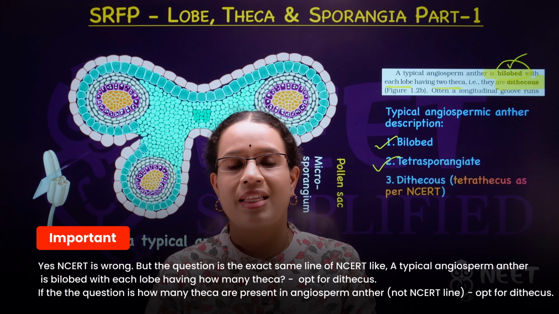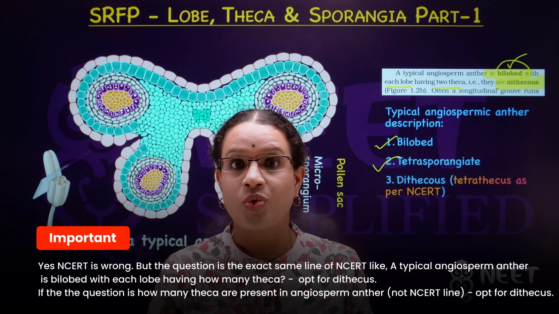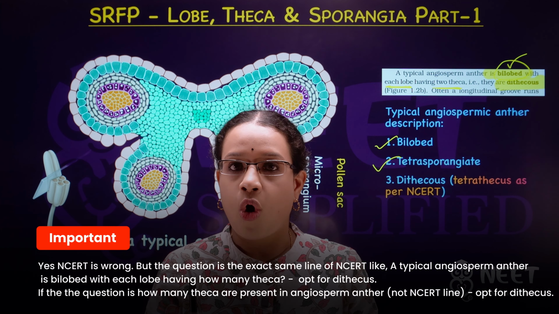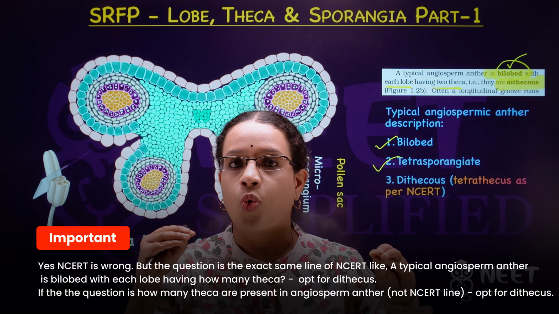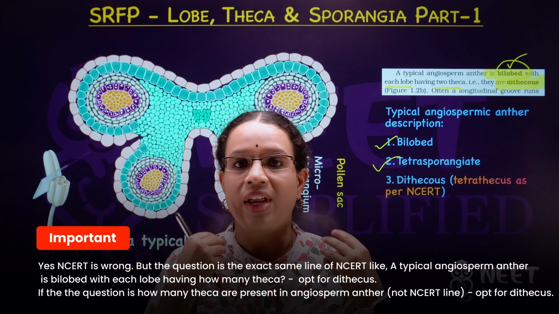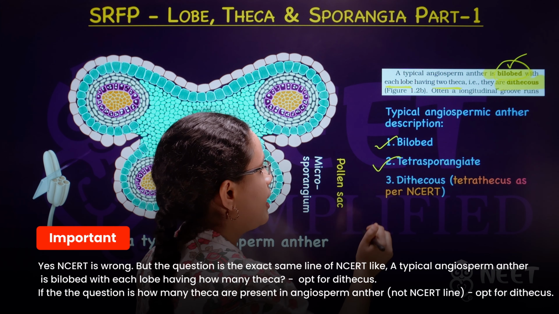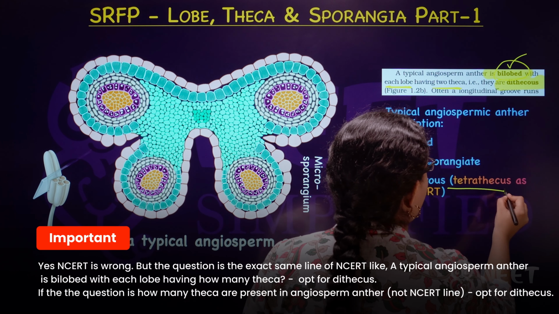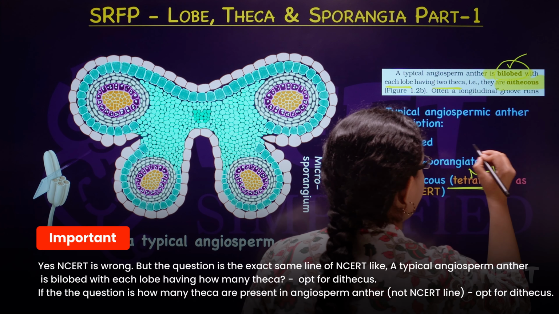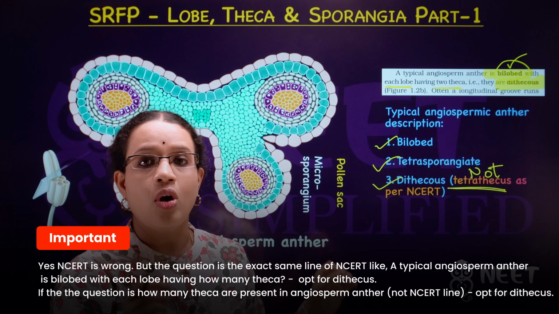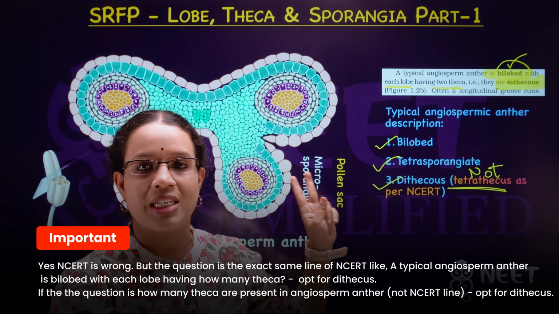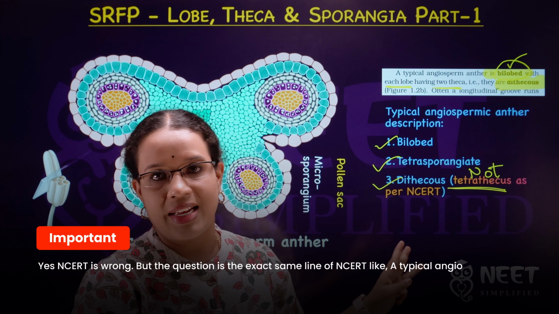That should be tetrathecous in nature. But that's not the truth, isn't it? Originally, all of them are dithecous only. So when you're reading it, there's a little confusion. So never forget that it is dithecous, not tetrathecous as per NCERT. So always remember bilobed, tetrasporangiate and dithecous in nature.